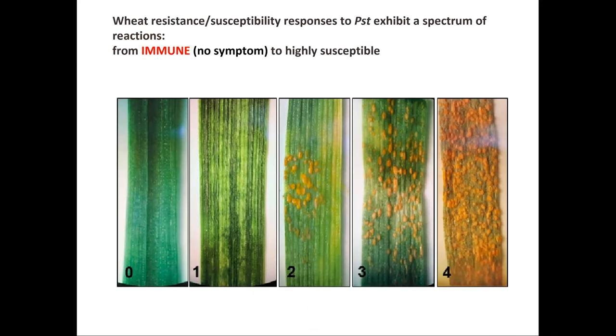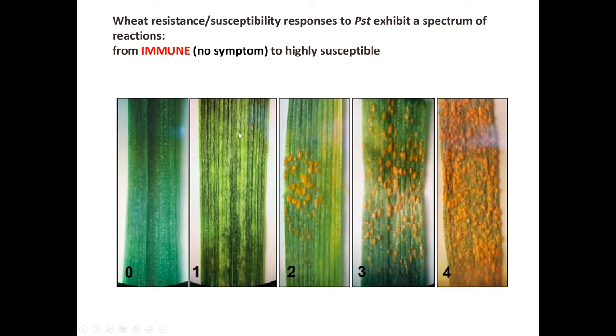However, when we study different kinds of resistance responses of different hosts, including wheat, against rust diseases, you typically see a range of different reactions, from highly susceptible reactions where the whole surface of the leaf is colonized by pustules, to lower degrees of disease colonization, which are typically classified into nine classes, and here I'm presenting five different classes.